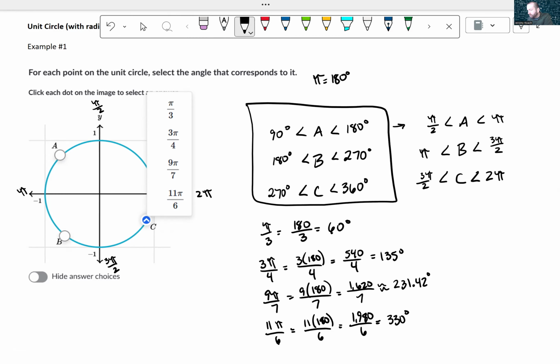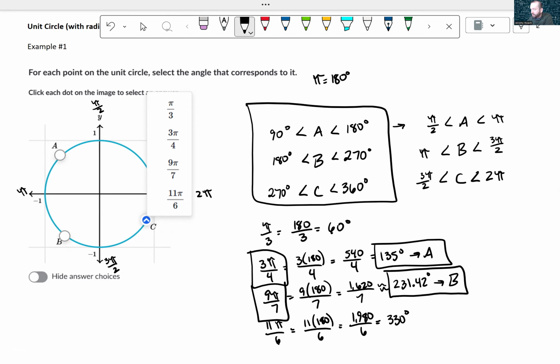We're just going to check to see which one that would be. Looks like this would give us A, 135 degrees, or 3 pi over 4. For B is between 180 degrees and 270 degrees. Looks like the only one is the 231.42, or 9 pi over 7 answer. And for C is between 270 and 360. Looks like this one's what C is. 11 pi over 6.